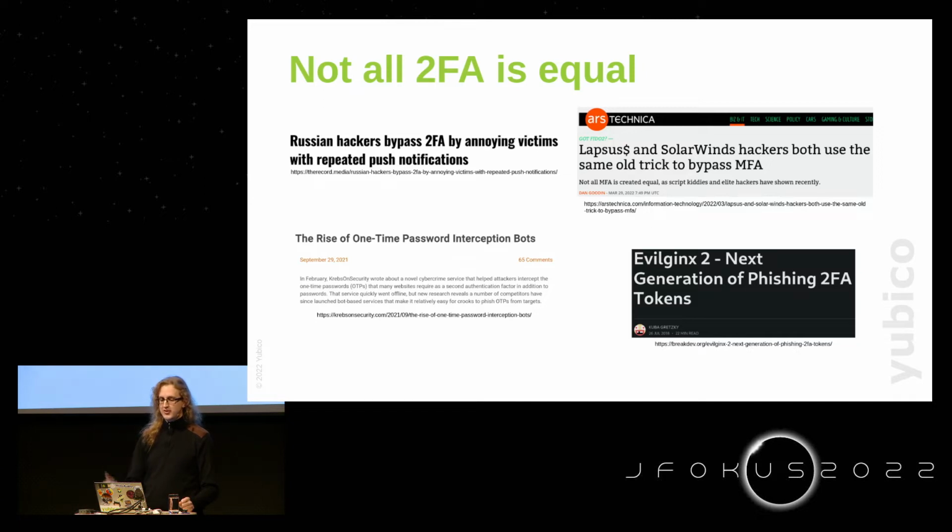You may have seen headlines like these, that hackers are bypassing 2FA by annoying victims with push notifications. We have bots that can intercept one-time passwords in real time and use them to bypass them. And we have lots of high-profile attacks that bypass multi-factor authentication in some way. And tools like Evilginx that can do this quite easily and are quite easy to deploy and use today. They're phishing toolkits, like phishing as a service is a thing today. And how does this all work? How do they bypass 2FA like this?